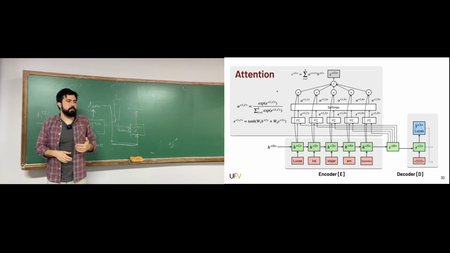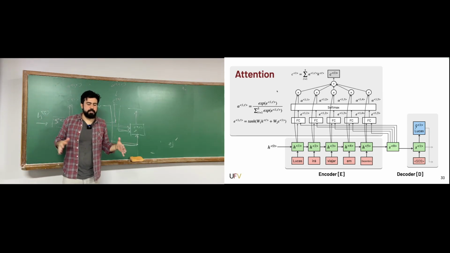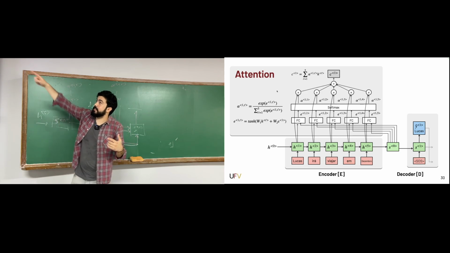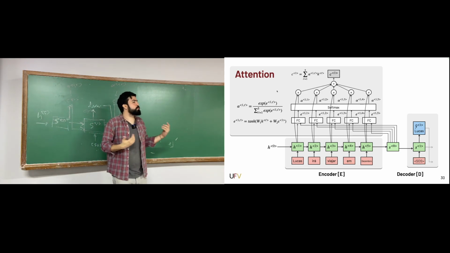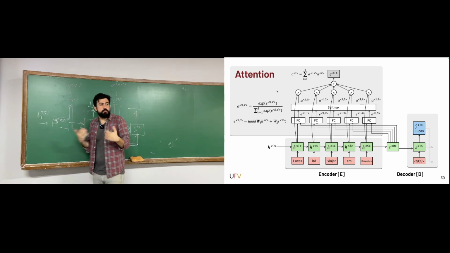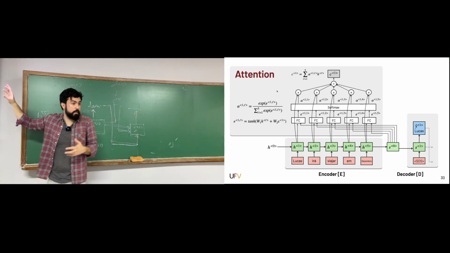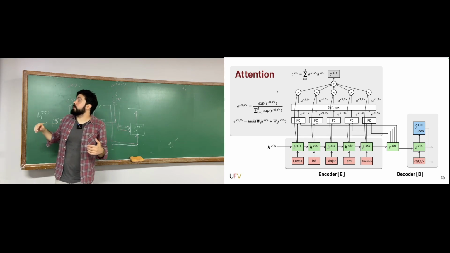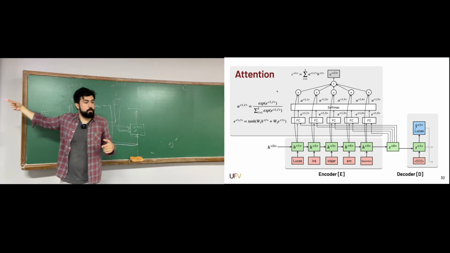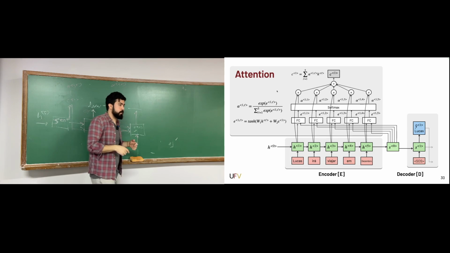Okay? If you want to remember something, it's basically just that equation. It's just a weighted sum, and you need a way to compute alphas. You can compute alphas in different ways, and this is one way. And that's it. And then you decode normally. Okay.